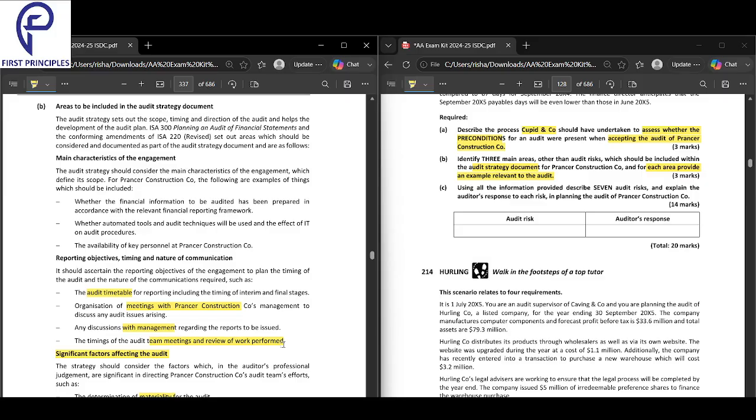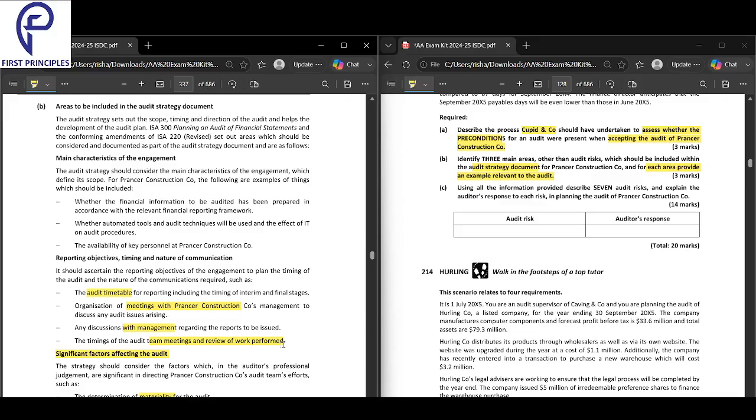So, firstly, the audit timetable for reporting, including the timing of the interim and final stages. Second, organization of meetings with Prancer Construction. Next, any discussions with the management. And lastly, the timing of the audit team meetings and review of the work performed, and the meetings with management to discuss any audit issues arising.